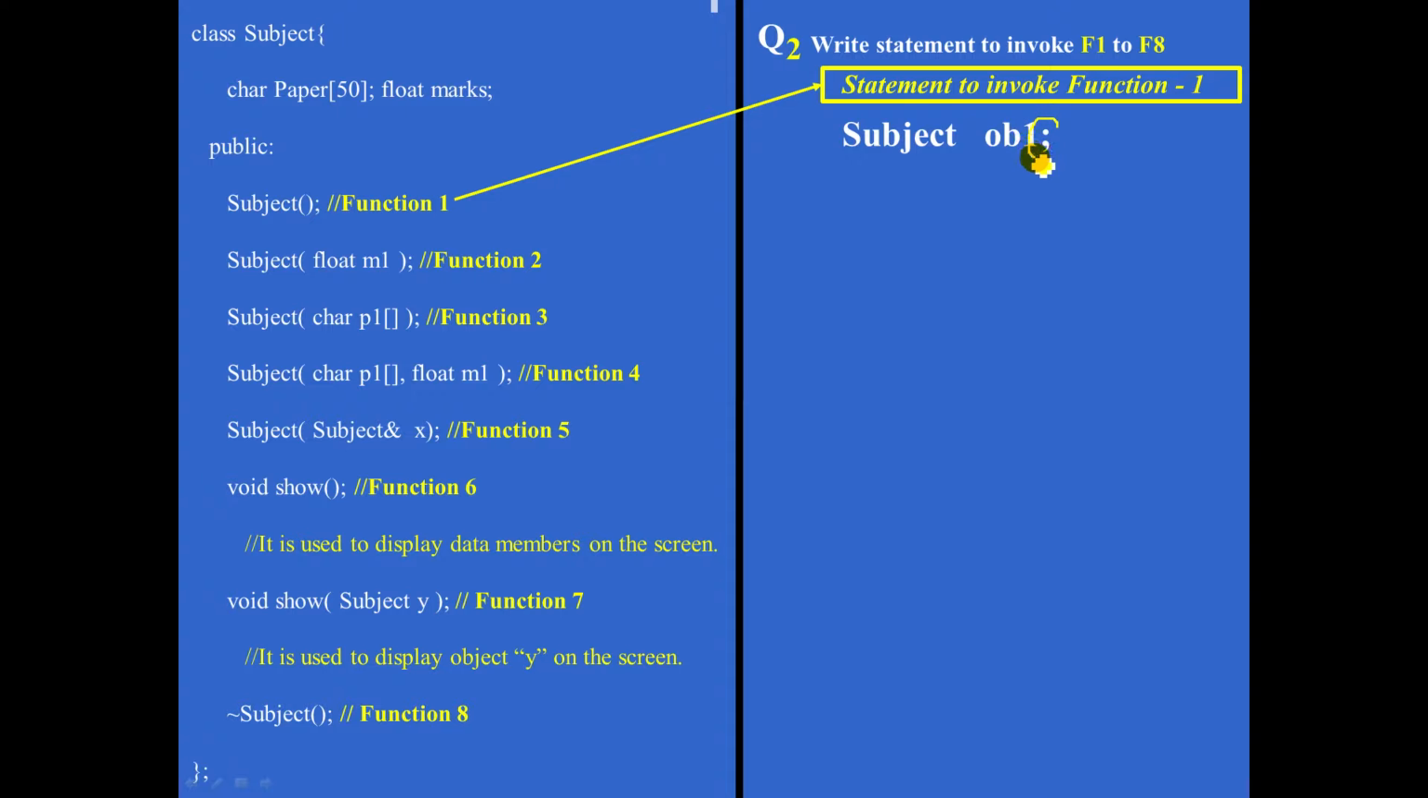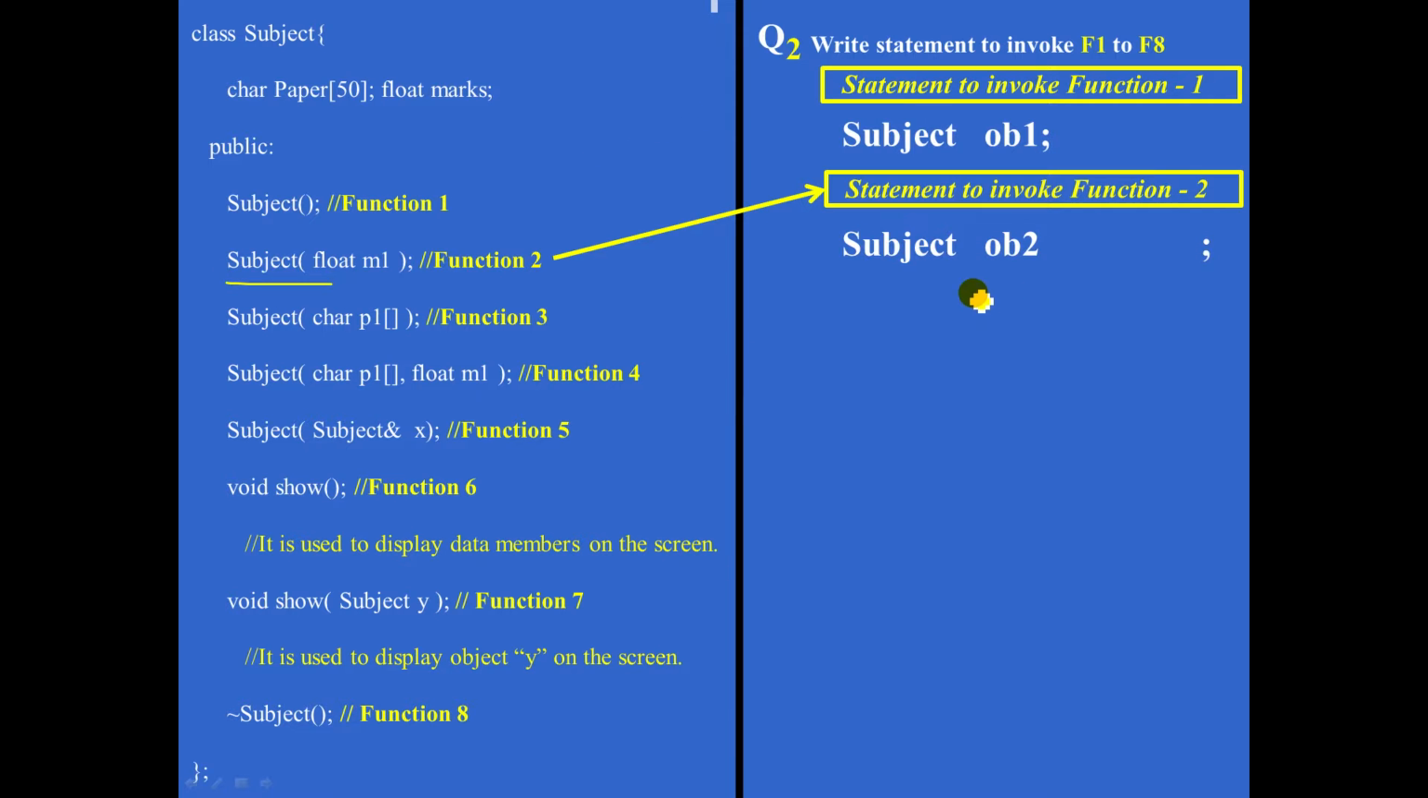Here arguments are not there, even the function symbol is not there, which means automatically the zero argument constructor will be called. So please make a note of this one. In order to invoke, or call, or execute a constructor, what you need to do is declare an object of a class. Now how do you invoke function 2? That is also a constructor. So I need to declare an object of a class.